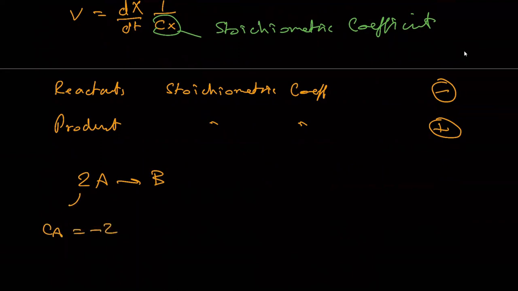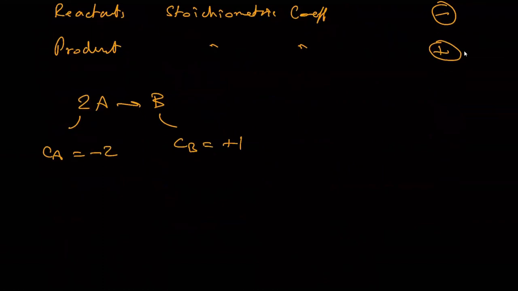Is -2, and the stoichiometric coefficient for B is +1. All right. Let's do a couple more examples. What happens if I had this probably impossible reaction?